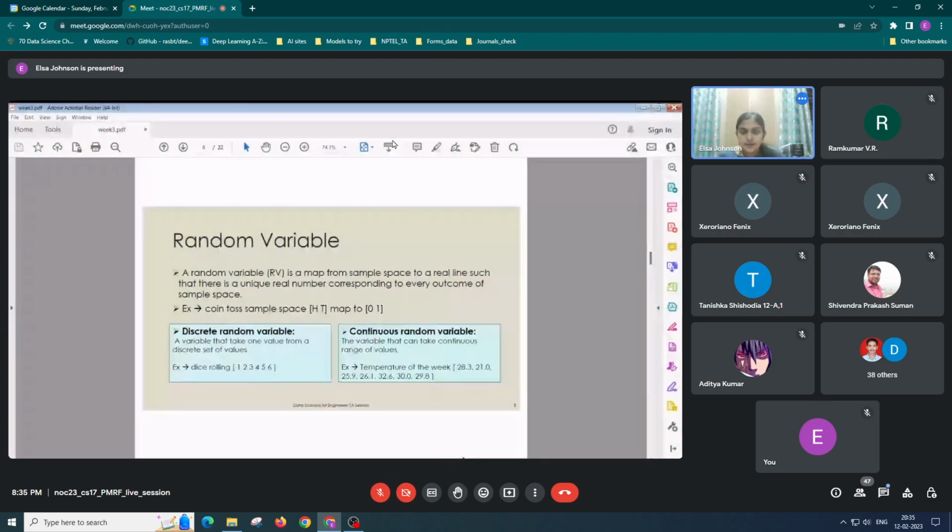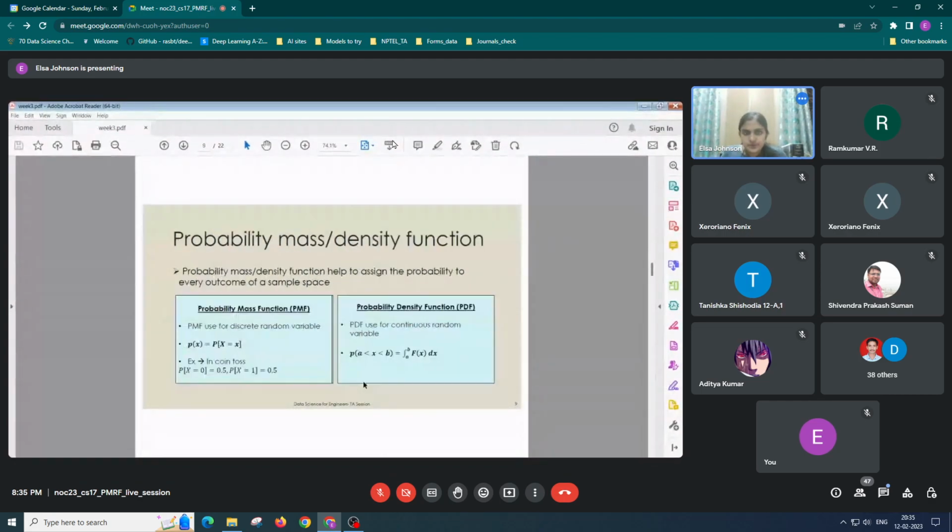Okay. Now the next thing is the probability mass and density function. So the probability mass function is used for discrete random variables, like p of x equal to x, for each of the instances you can see. Then there is the probability density function, which is used for continuous random variables.